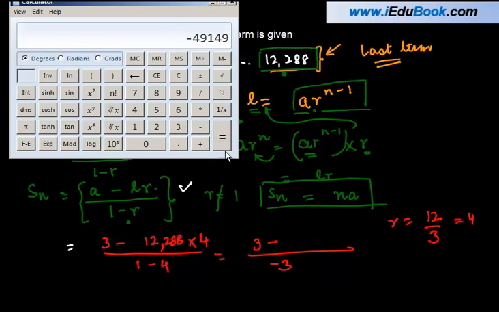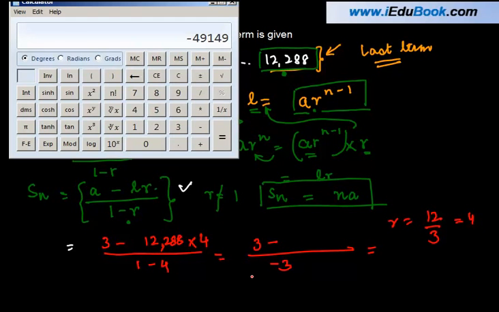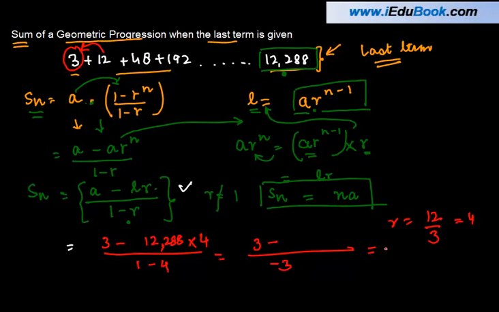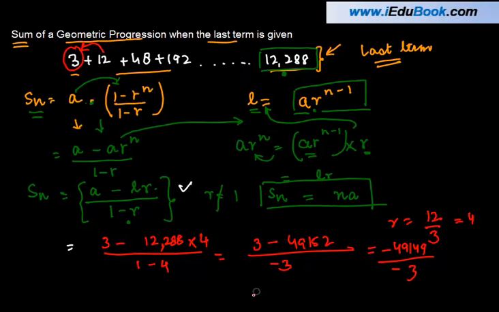Plus 3 is equal to minus 49,149 divided by minus 3. This was 49,152, and if I divide this by 3, what do I get? I get 16,383. This minus and minus will make it positive.